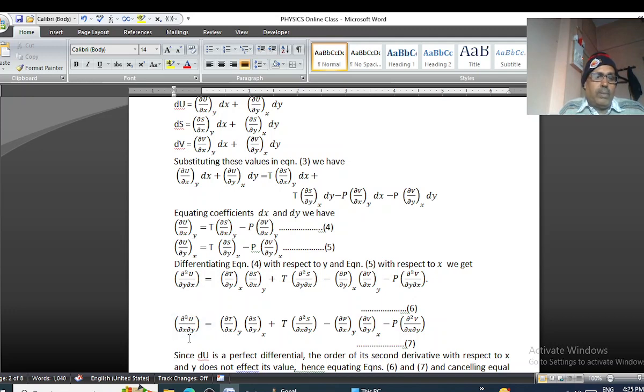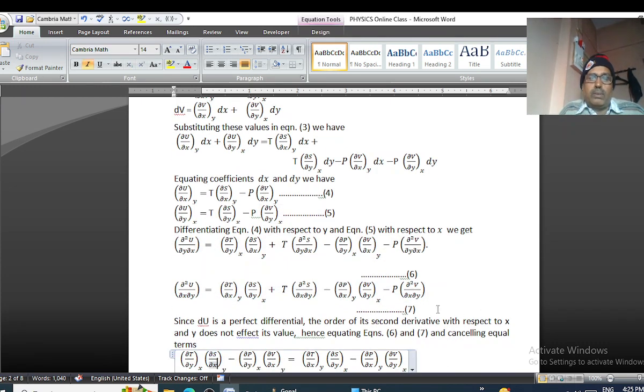Then it is ∂u/∂y, ∂²u, ∂x, ∂y, and ∂T/∂x. This one as it is. Now leave it T, and differentiation of ∂S/∂y with respect to x is this one, and similarly this term. In this way, we get to equations 6 and 7.